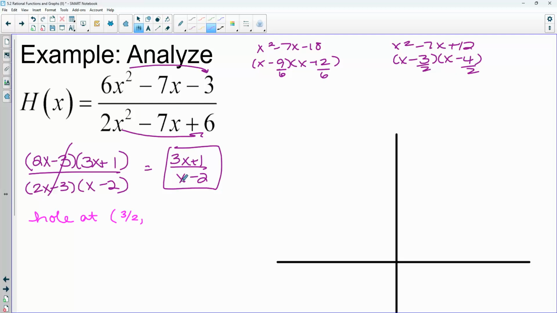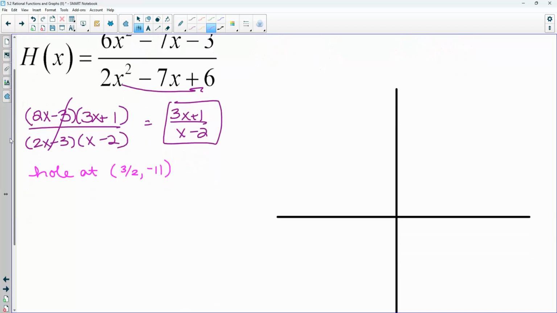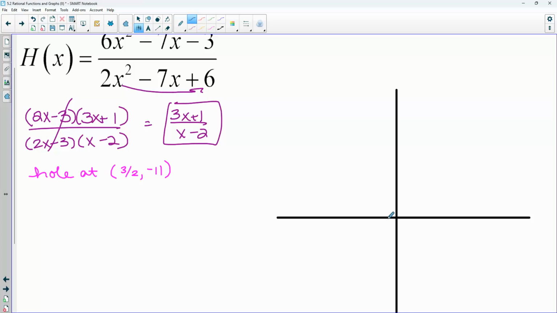Are you back there agreeing when you didn't even plug it in? Where are you? Is that what you guys got? So we know when we plot that, that's an open circle on our graph. I'm going to count by 2s. So 3 halves, that's like 1.5, negative 11.